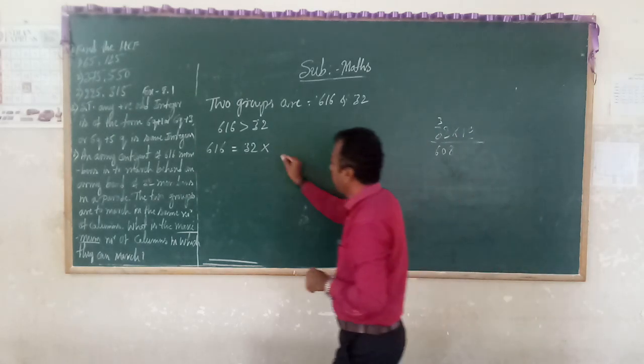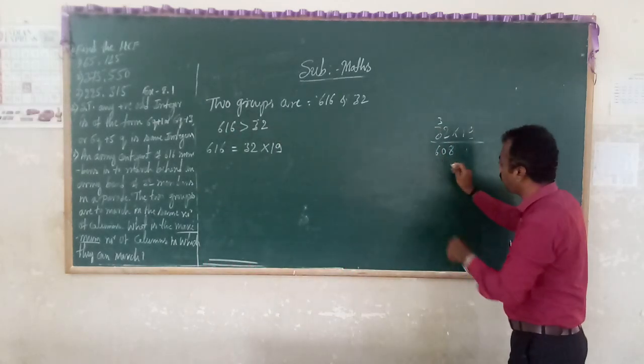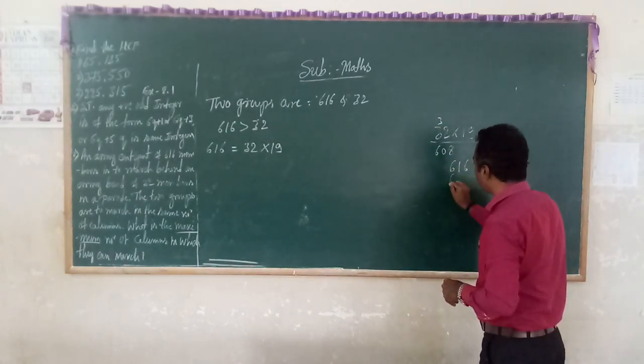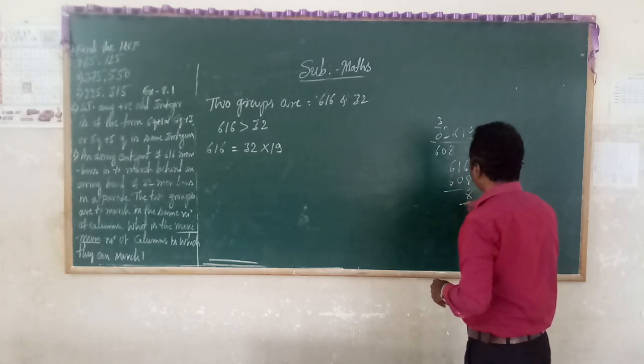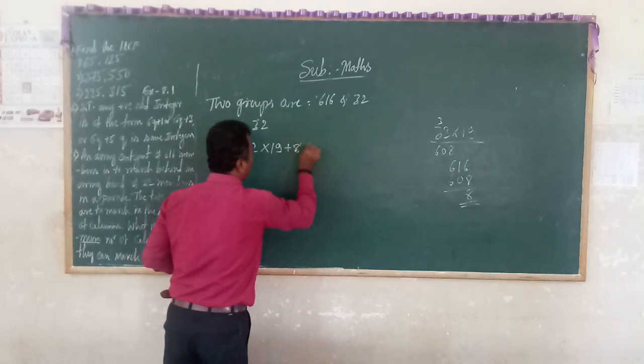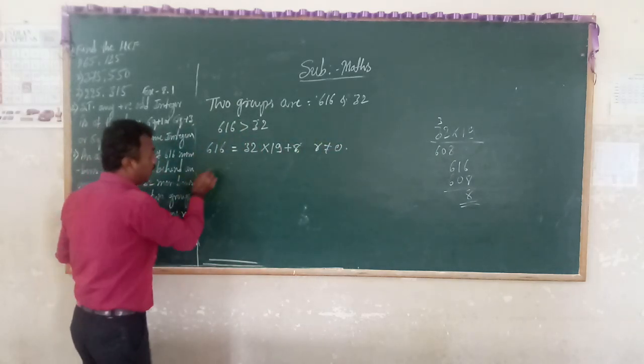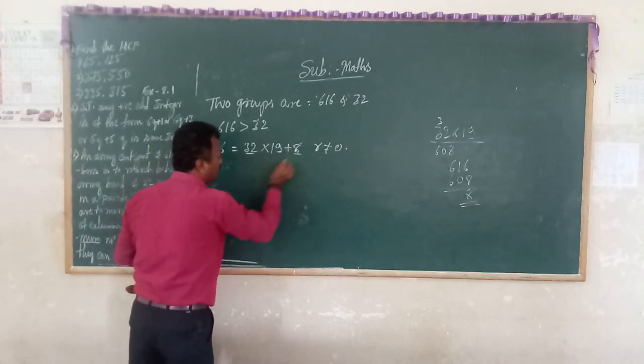So I am taking 32 into 19, which is 608. We should subtract it from 616. 616 minus 608 becomes 8. So 8 is the remainder. Here r is not equal to 0, so again continue this process. Again apply the Euclid division lemma for 32 and 8.